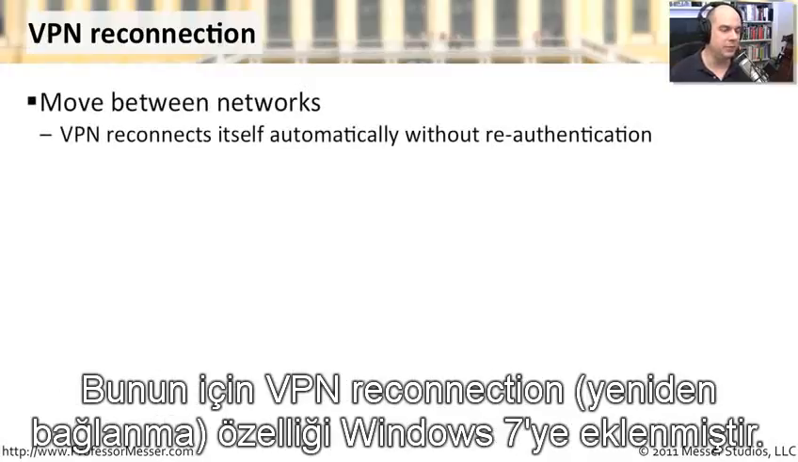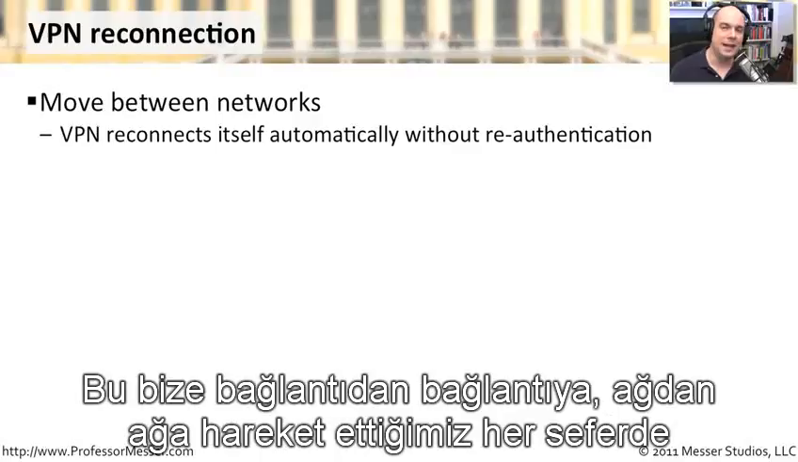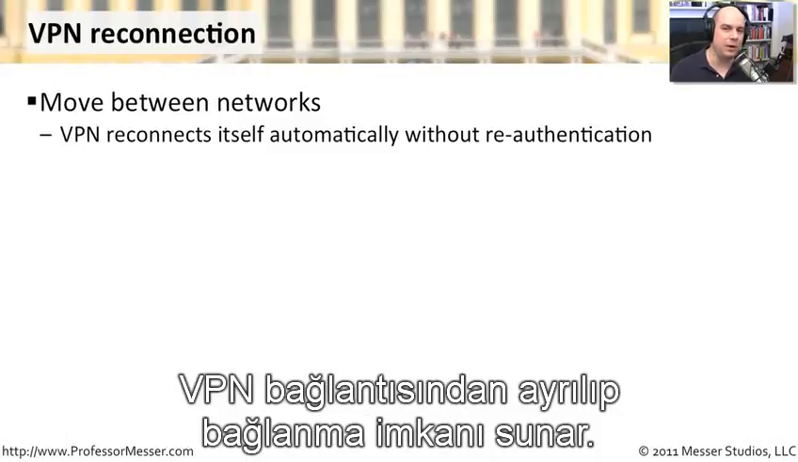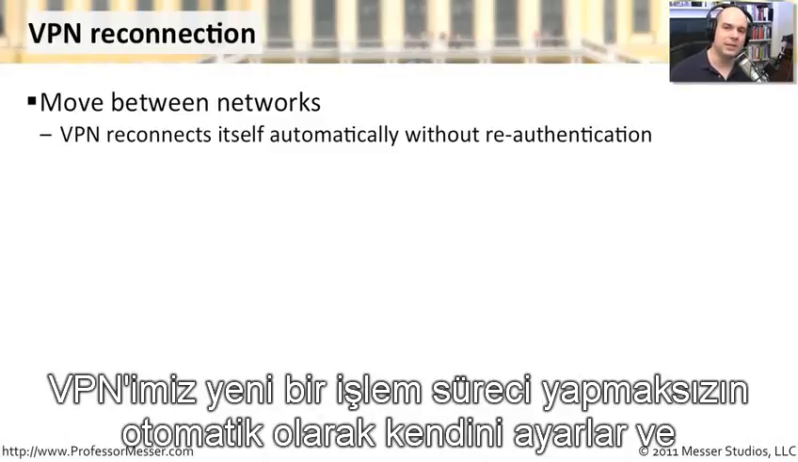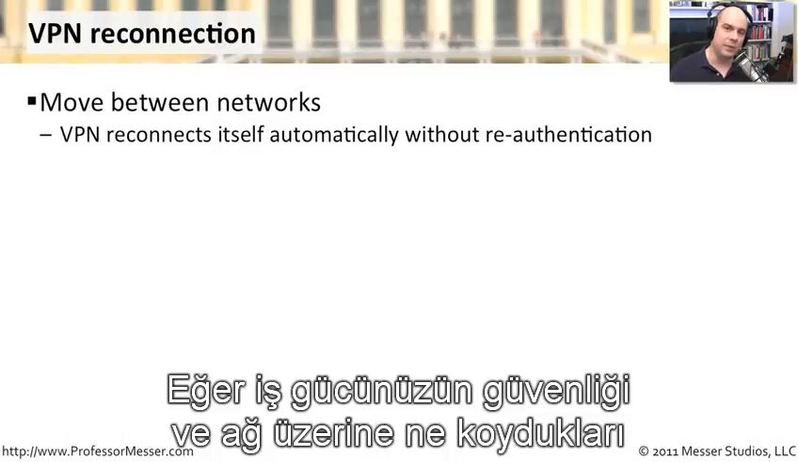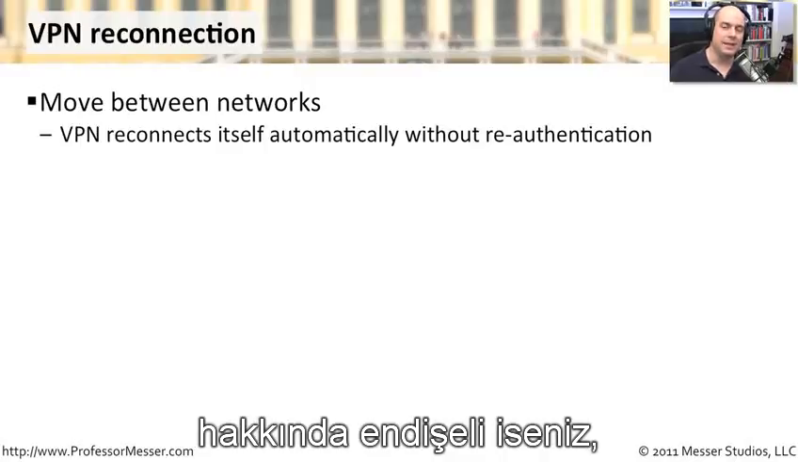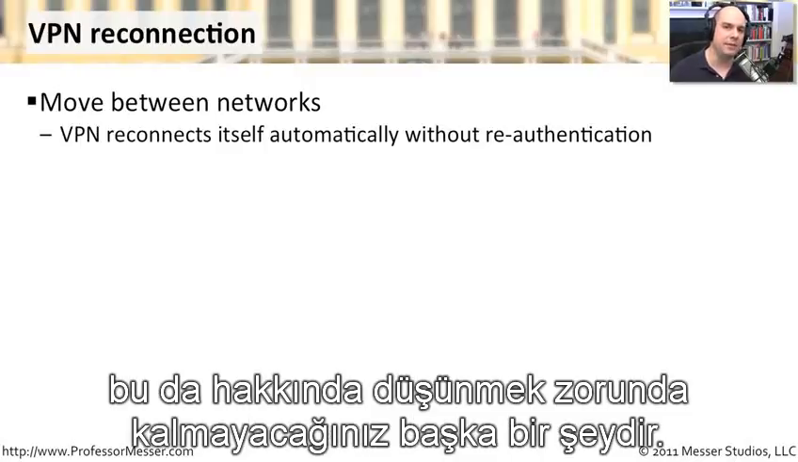And so this VPN reconnection capability was added to Windows 7. This allowed us to have a VPN up and running, but every time we moved from network to network, our VPN would automatically adjust and reconnect without having to reprompt us to do anything. And if you're concerned about the security of your workforce and the security of what they're putting on the network, this is just one other thing that they don't have to think about.